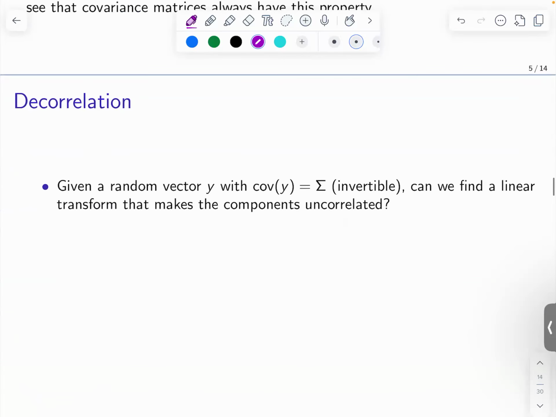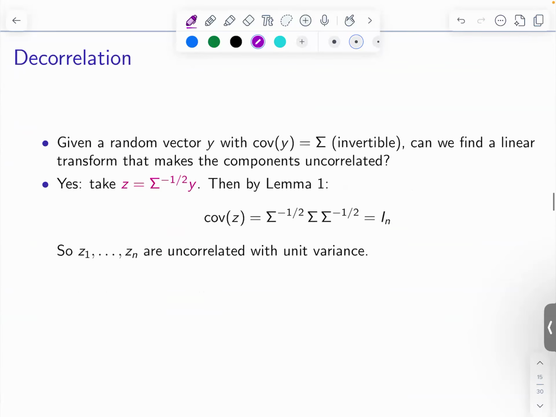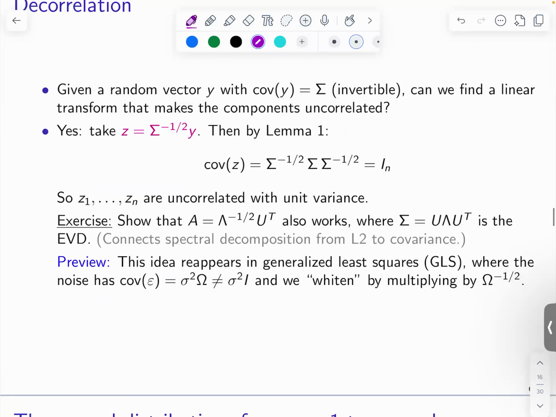Okay, I'm going to move on. There's this slide about the correlation, which I'm going to skip. I'll let you read it. There is a particular transformation that you can do, which is related to the positive square root of the matrix. If you take the square root inverse of sigma and apply it to Y, using that identity, you can show that the covariance of the result would be the identity.